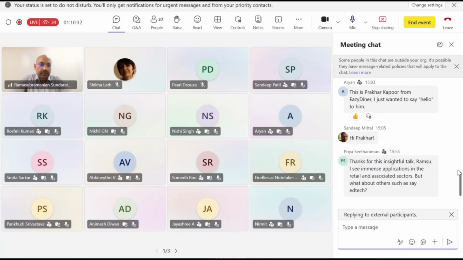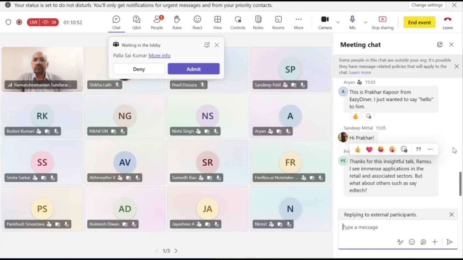Okay, so Priya has a question that says, I see immense applications in retail and associated sectors, but what about others such as say EdTech? EdTech is one where you already see a certain number of applications. One obvious example is when it comes to platforms that provide online courses, like a Coursera, for instance. You do see it.